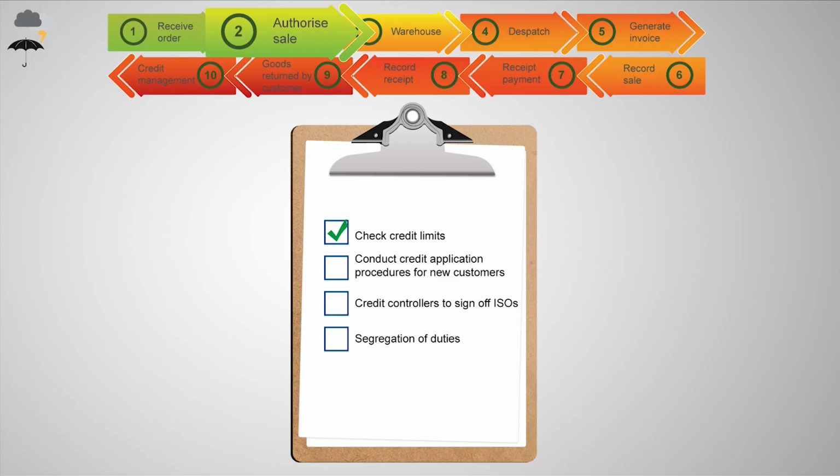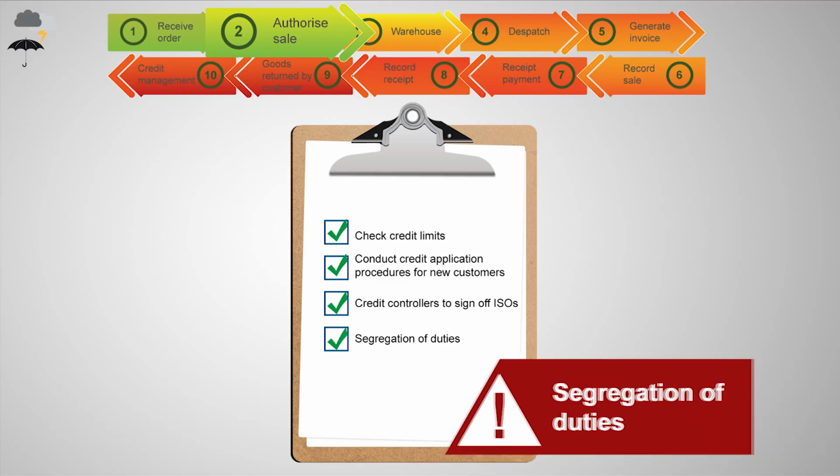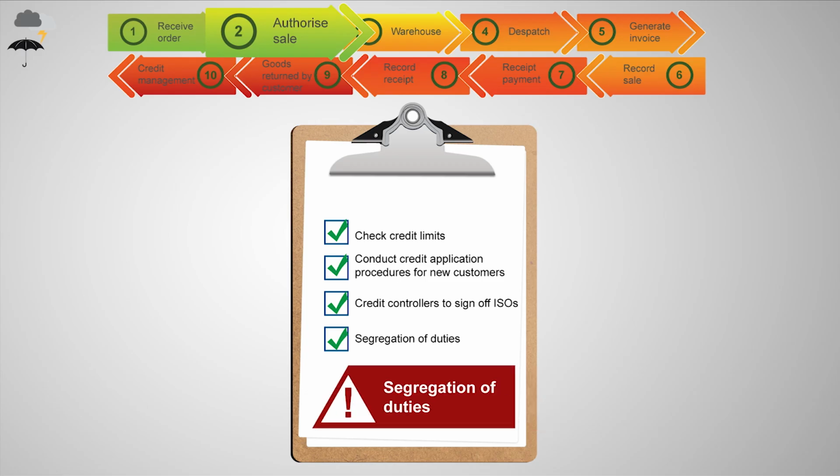Where the order is from a new customer, credit application procedures must be conducted before the order is filled. Credit controllers have to sign off ISOs before these are sent to the warehouse. And segregation of duties, where the sales department does not have access to the customer master file, which means they cannot change customers' details or credit limits on the system.